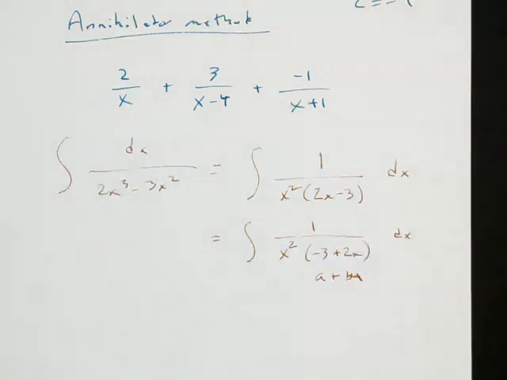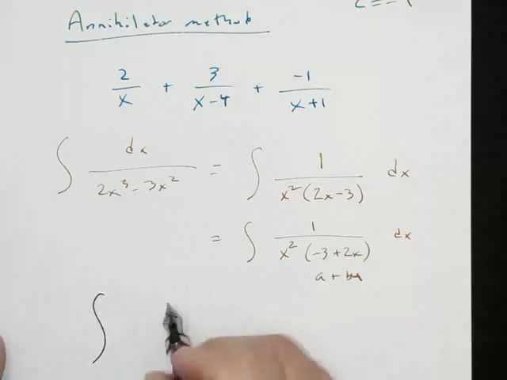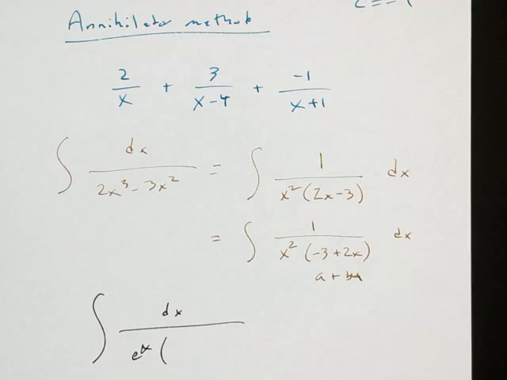Section 7.6, number 40. So do a computer algebra version and then do it by tables. So the problem is the integral dx over e to the x, 3 e to the x plus 2. Well, that's disgusting. Go ahead, talk to me.